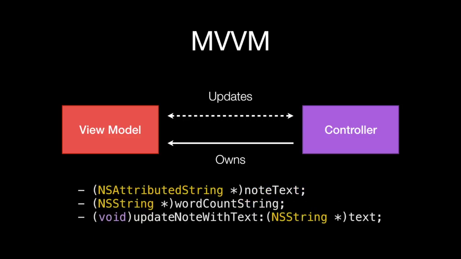Similarly, in your detail view controller, you might have things like, I want the actual note text, but attributed, so you can have different word styles. Or if you have a word count string, word count can actually be a number, but in order to make everything simple for the view and for the controller, you're going to actually return a string that can be displayed directly on a label as text. And also, if the view is updated, you can call the view model to say update note with a new piece of text, and the view model will handle everything else, such as updating the numbers and updating the date, et cetera.